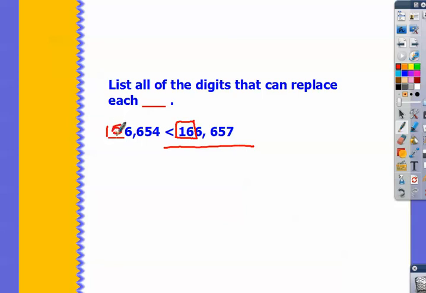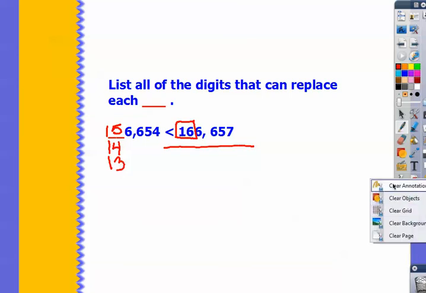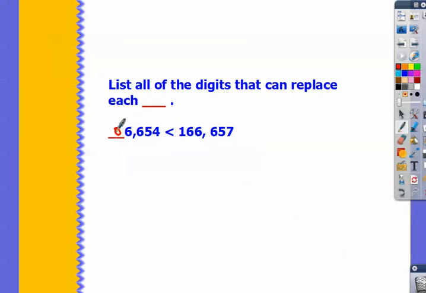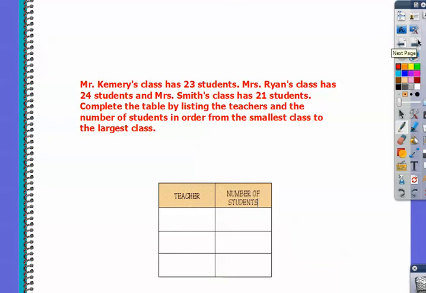So could 156,654, is that less than 166? Yes. Could 146,000, 136,000, all of them, you could get all the way to just leaving it exactly how it was and saying 166,654 is less than 166,657. So what I wanted to do now is just go ahead and try a couple of quick ones.